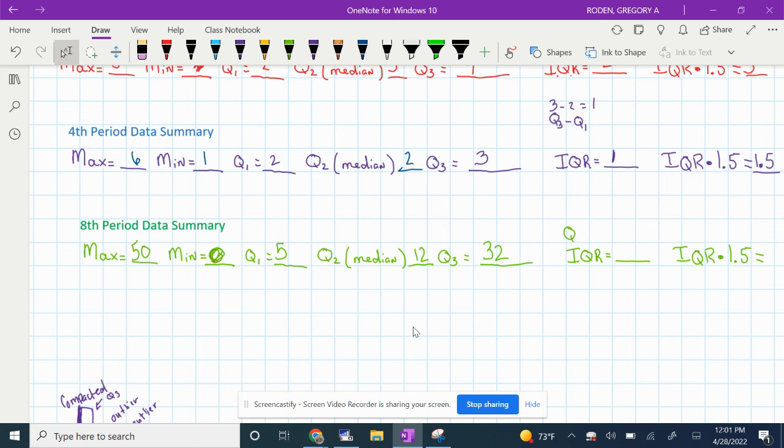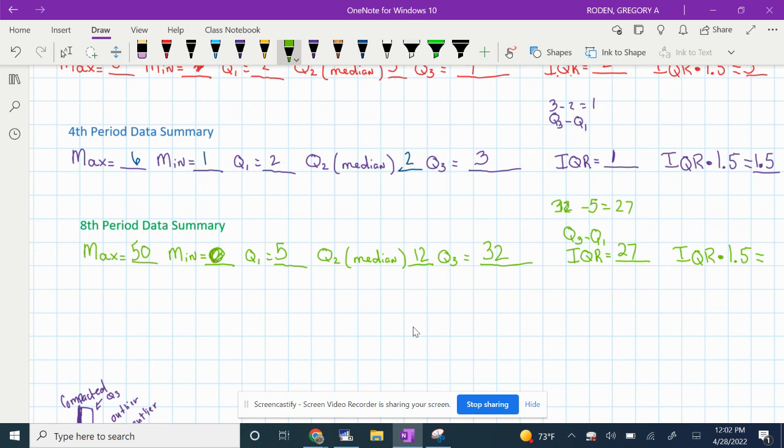IQR is always Q3 minus Q1. Well, in this case, my Q3 is going to be 32, and my Q1 is going to be 5. So now I have 32 minus 5. I believe that's 27. Now, just for the sake of time, guys, if I did my math right, that's 27.